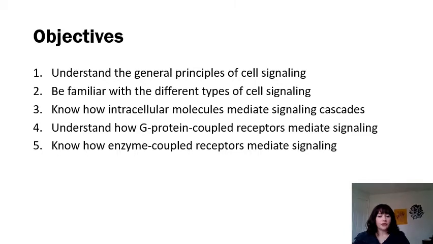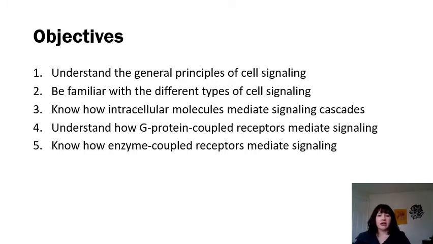Third, you should know how intracellular molecules mediate signaling cascades. So we'll talk about what a signaling cascade is and what we mean when we're talking about intracellular molecules, to know why they are important and some examples of intracellular molecules.